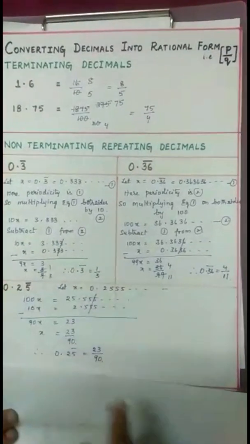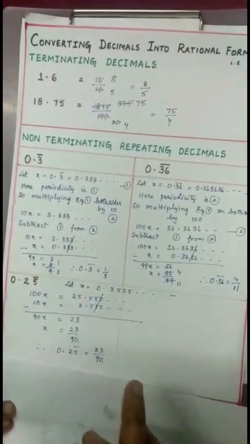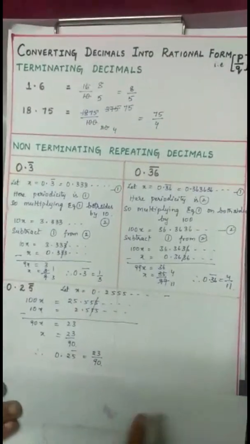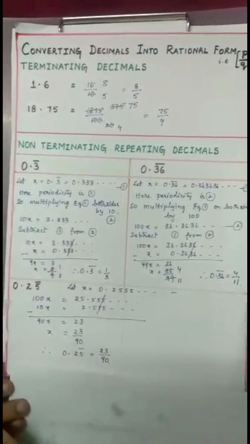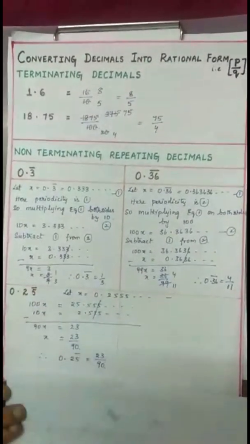This is the way you can convert decimals into rational form. Now you can cross-check these solutions with yesterday's class. Do some examples from the textbook which cover this entire concept.